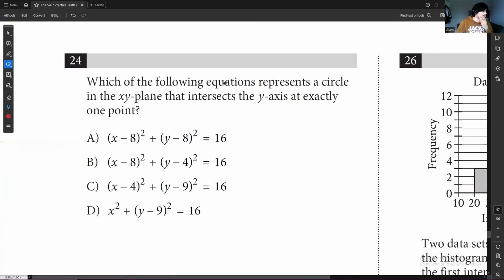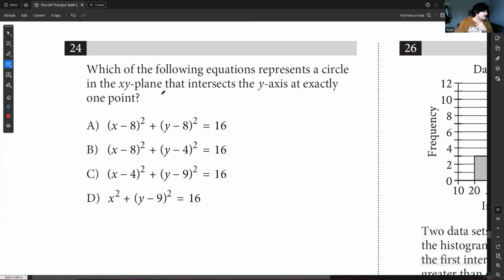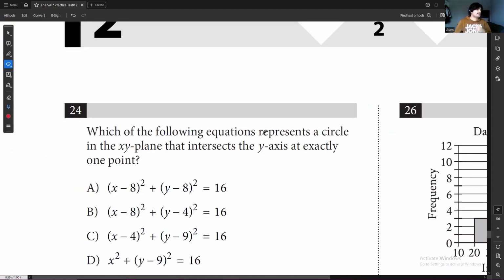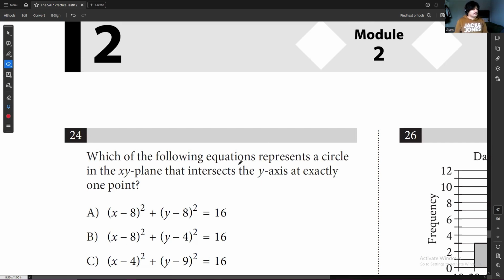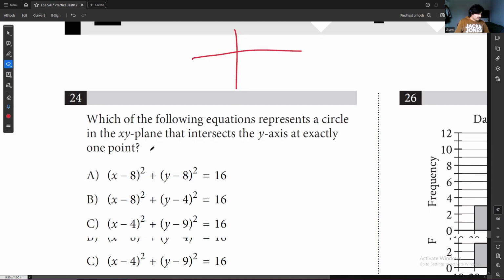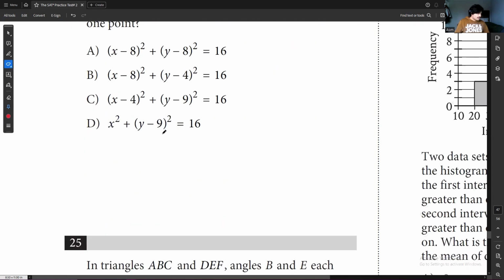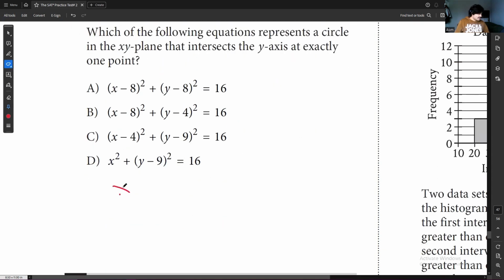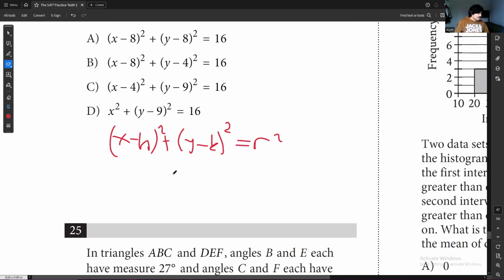Question number 24. Which of the following equations represents a circle in the xy plane that intersects the y-axis at exactly one point? Guys, first of all, when I write a circle equation, I just get (x minus h) squared plus (y minus k) squared equals r squared, where h and k are the center point of my circle. So this will be my x value in the circle, and this will be my y value in the circle.